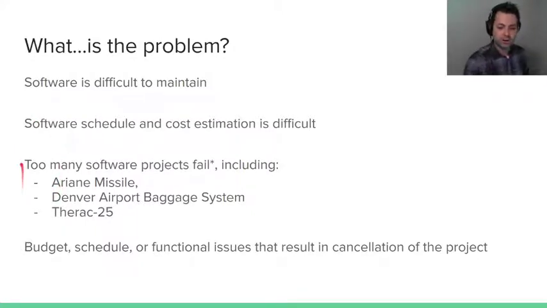And then here we have some examples as well. There's the Ariane missile, which crashed at startup basically after it launched. We have a mishap with the Denver airport, Therac-25, we're actually going to talk about here momentarily. Basically, it's not just programming. There's things like budgets, schedules, documents, team issues, functional issues, non-functional issues. All of these things can result in problems for your project that you have.